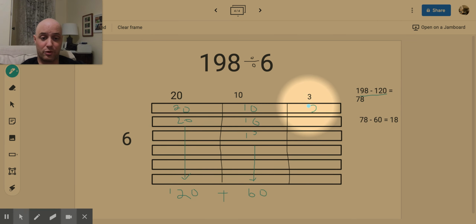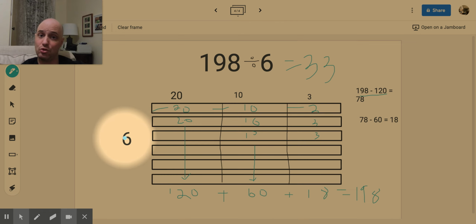And if I put 3 in each, 3, 6, 9, 12, 15, 18. That's going to add up to, of course, 198. Each row will have 20, 10, and 3, which is 33. So 198 divided by 6 is 33. If you got that, you rock.